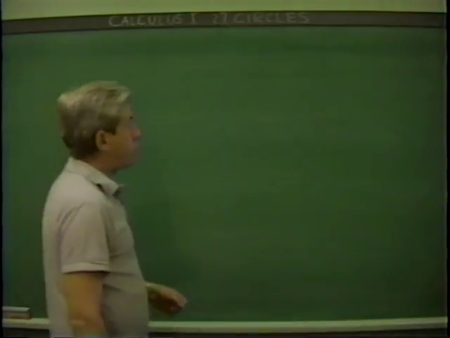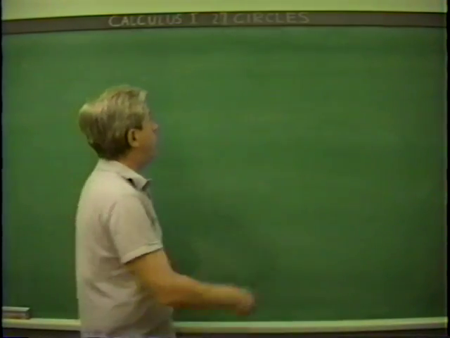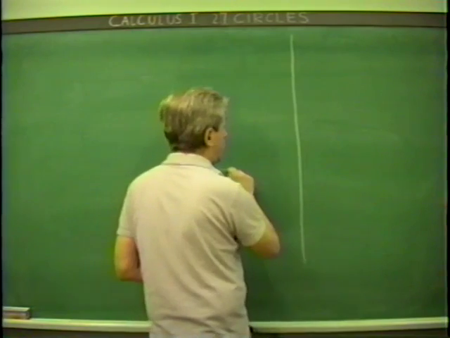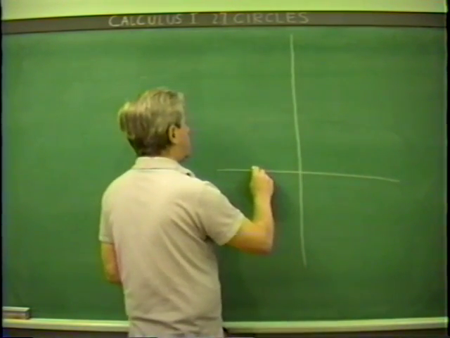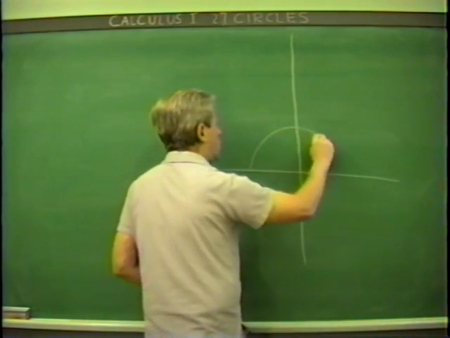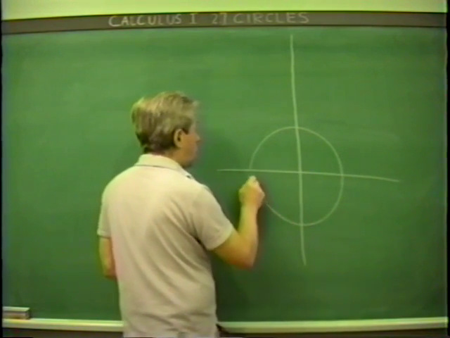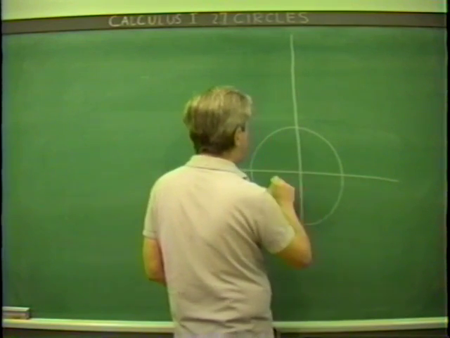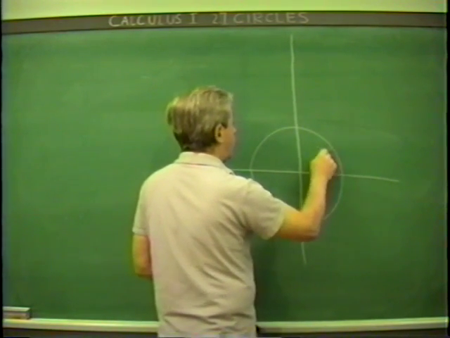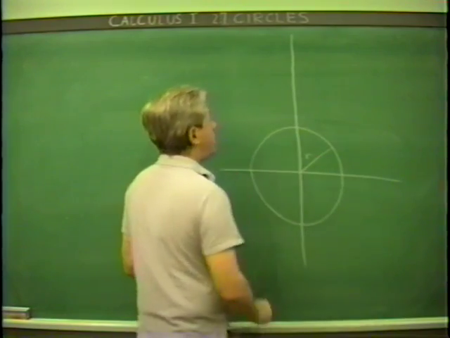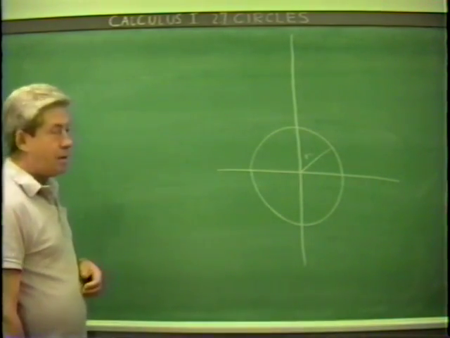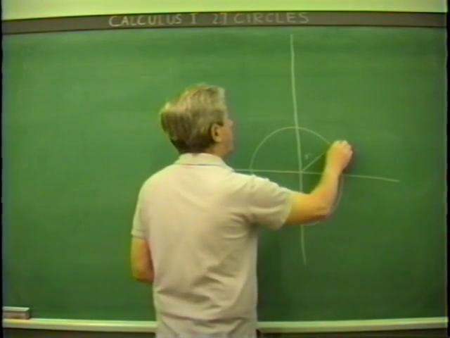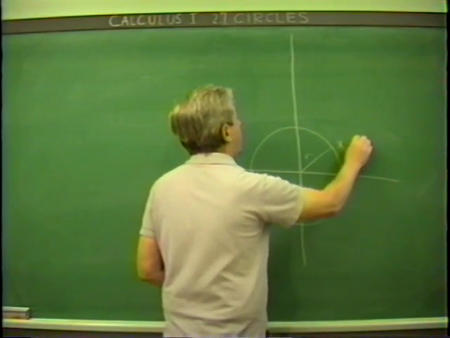We now want to consider circles and equations of circles in the plane. Let's draw a coordinate system here. And let's first consider a circle centered at the origin. A circle is a collection of all points whose distance from a given point is a fixed quantity called the radius. So this is going to be the radius r here.